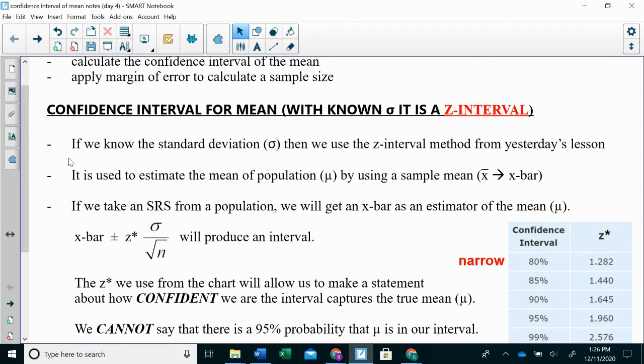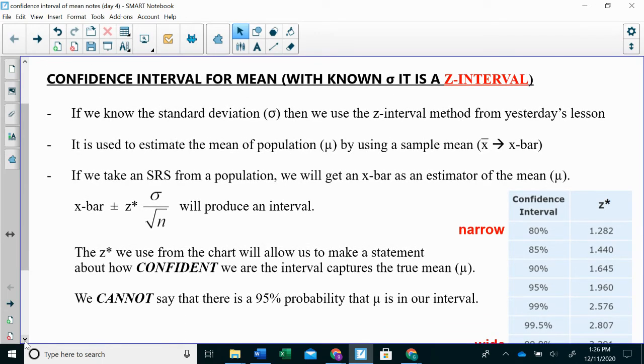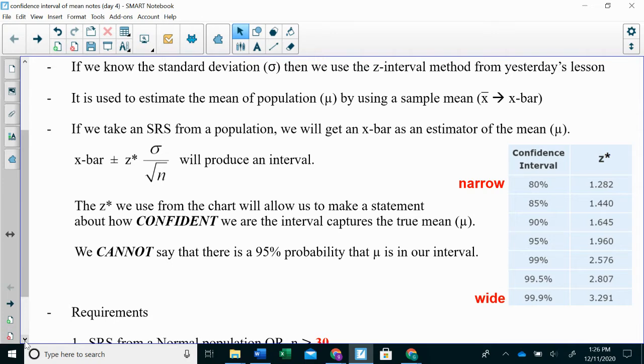Right. What is the confidence interval for mean used for? It is used to estimate the mean of a population by using the sample mean. So we can estimate the mean of the whole population by using a mean of just the sample. If we take an SRS from a population, we will get an X bar. We will get a mean of that sample as an estimator for the mean of the whole population.